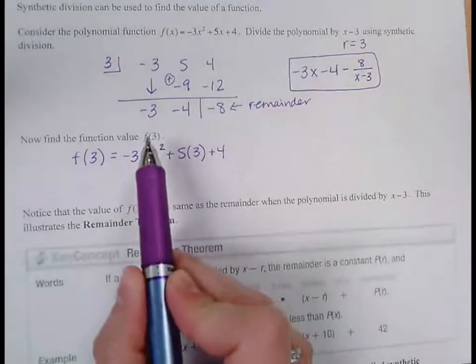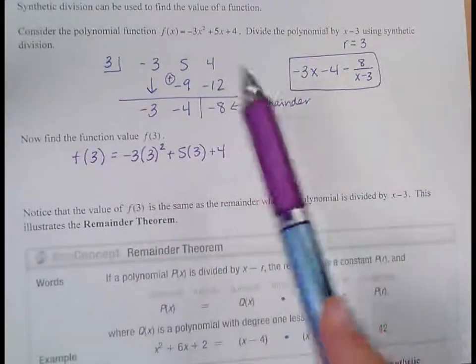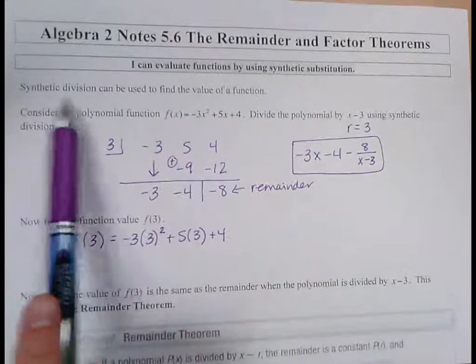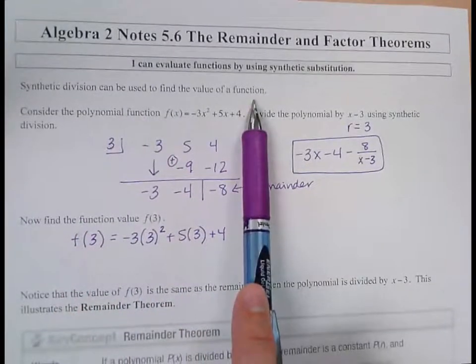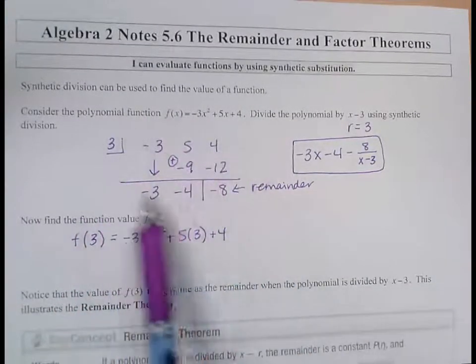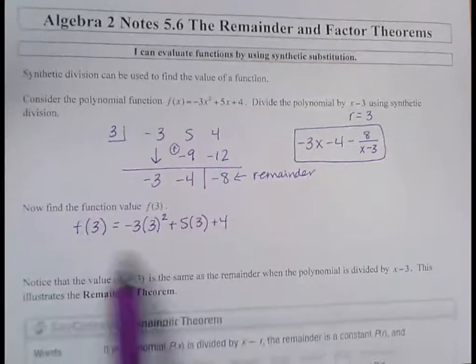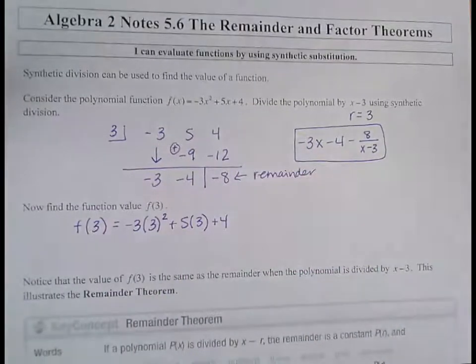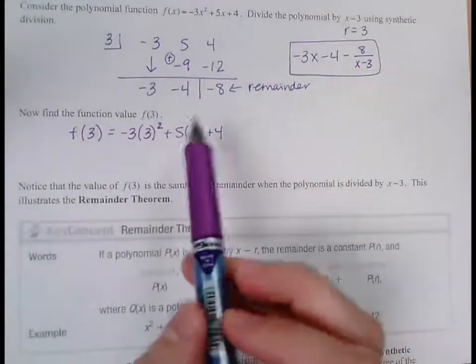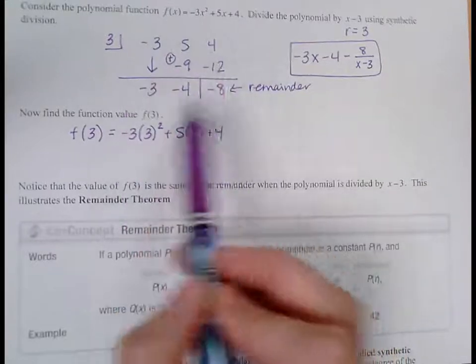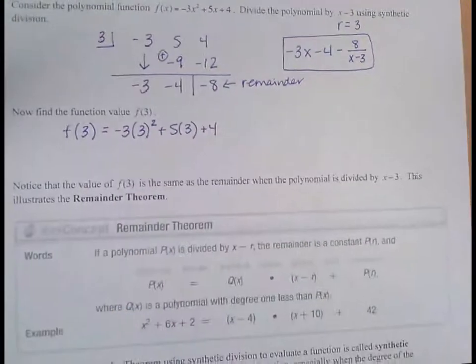For this, I'm trying to make a connection. We're seeing how we can use synthetic division to find a value of a function. Here we did the synthetic division, and now we're going to find the function value and then compare to see how the synthetic division actually gives us the function value. The value that we find here is going to be part of what we found up here, and we're going to make that connection.